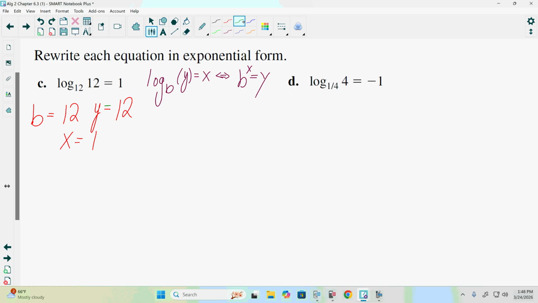So if we wrote this as an exponential, we would have what? 12 to the first power is equal to 12. Now, normally we would not have to write the 12 to the first power. We wouldn't have to write that exponent of 1. But here, for these, rewriting it from logarithmic to exponential, it will be nice to write it just so we know where everything is going. Questions on problem C?